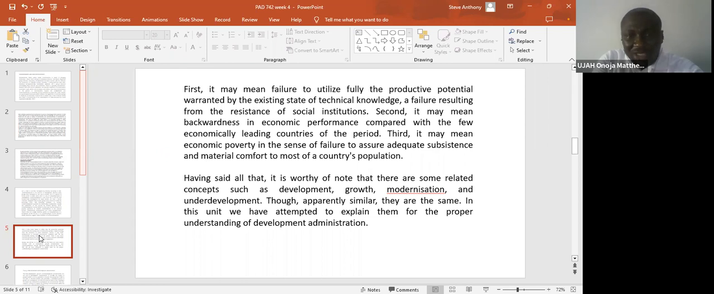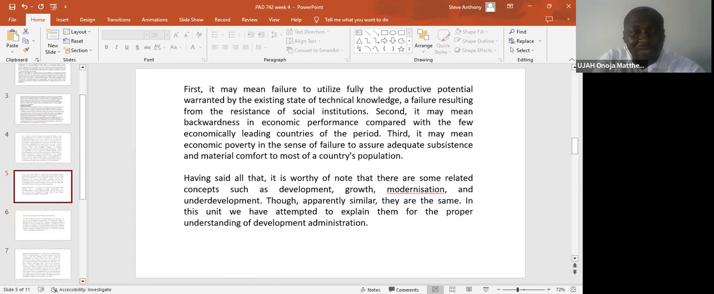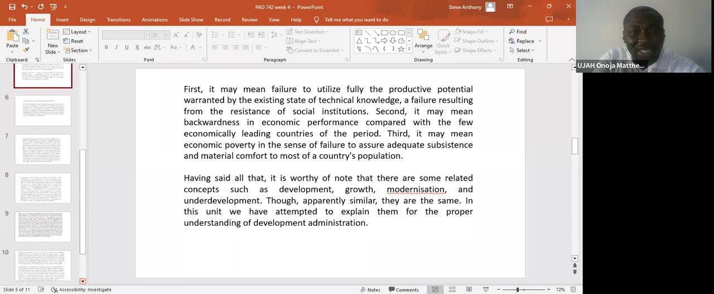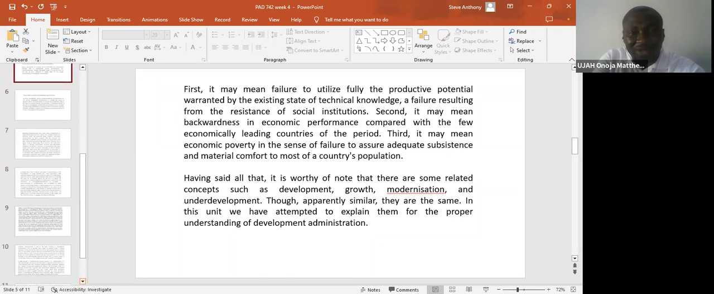Having said all that, it is worthy of note that there are some related concepts such as development, growth, modernization, and underdevelopment. Though apparently similar, they are not the same. In this unit, we have attempted to explain them for the proper understanding of development administration. So in other words, if you look at what we have discussed so far, you would be able to understand adequately the whole idea of development. We talked about growth and growth theory in itself. We have looked at modernization and underdevelopment.